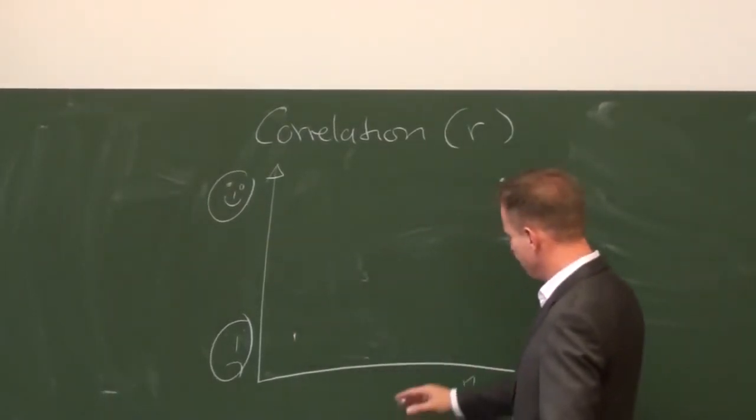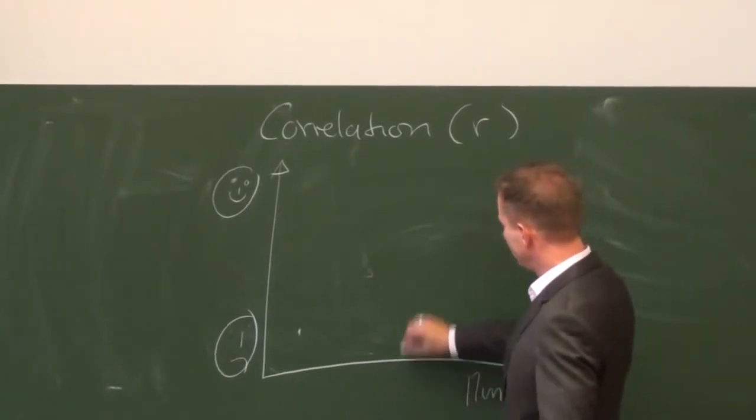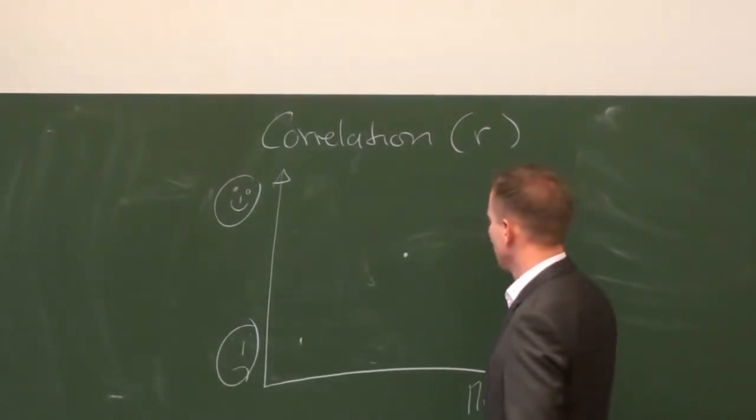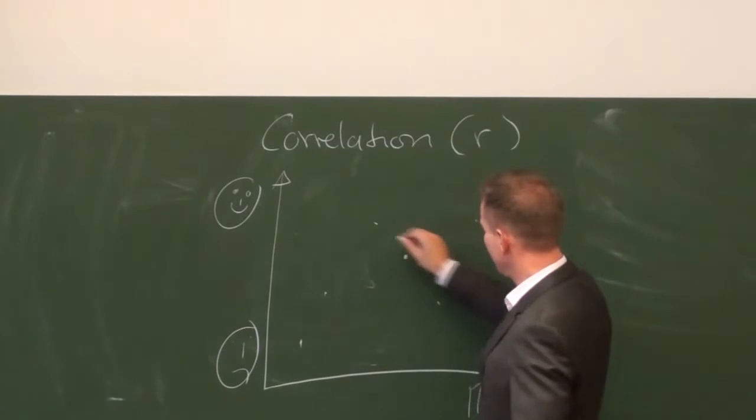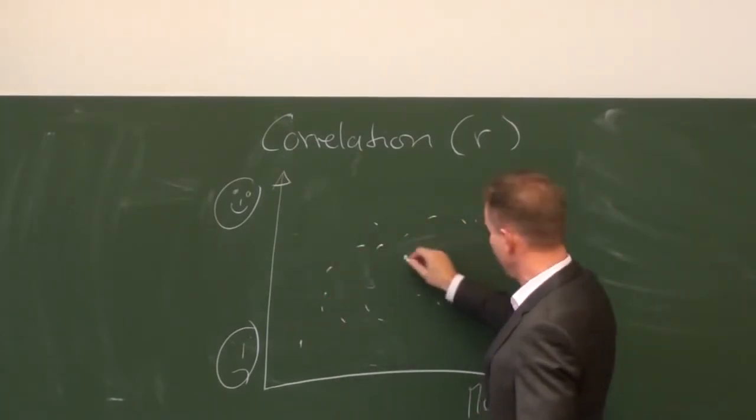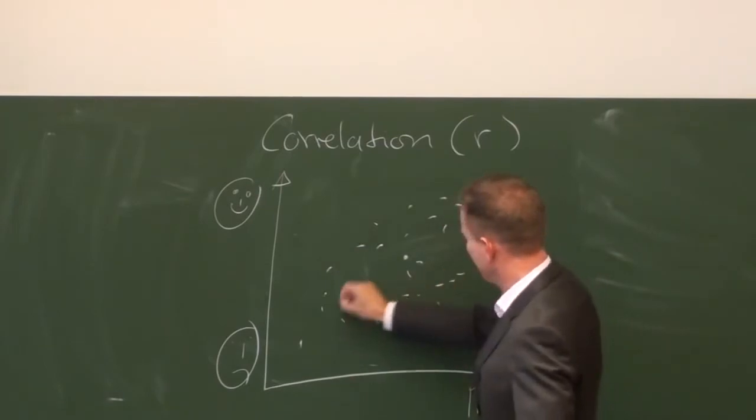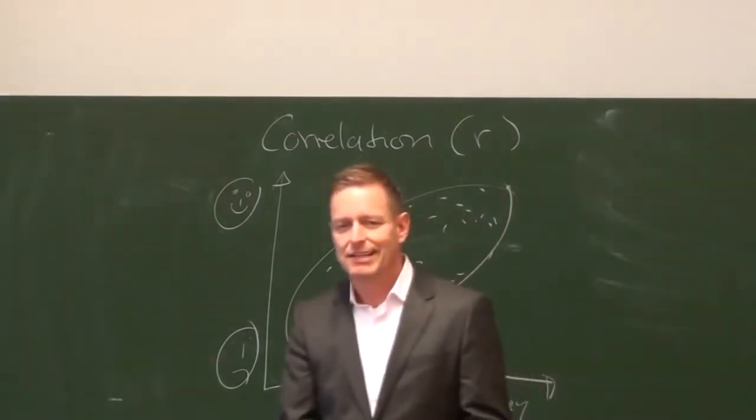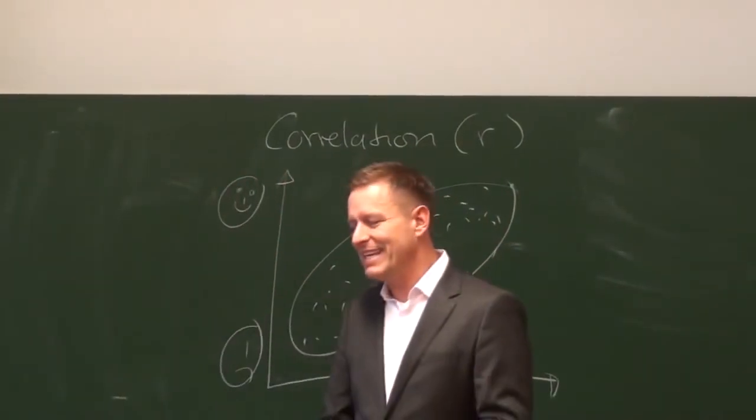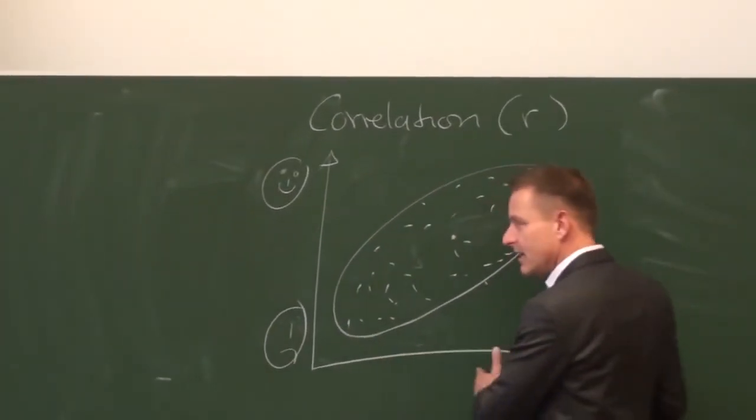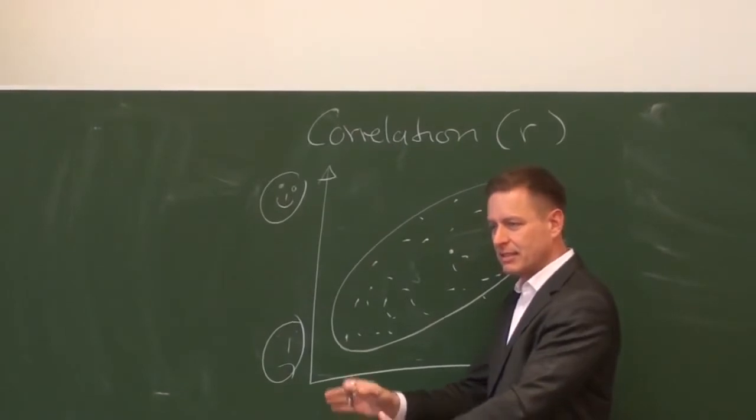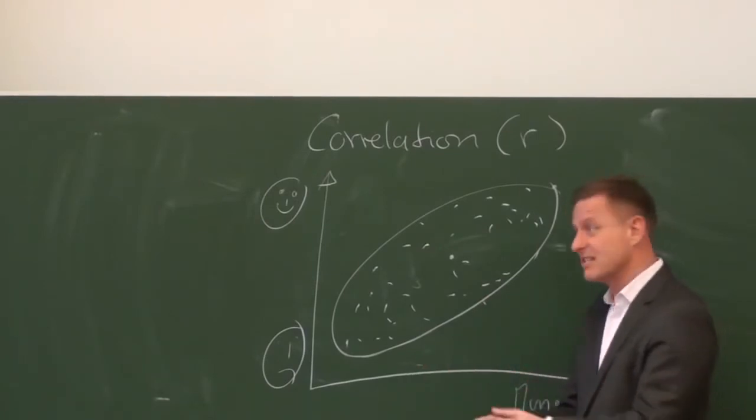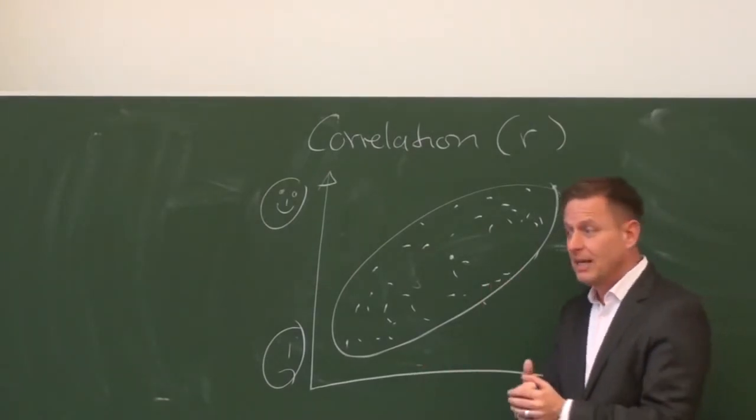We have another person somewhere in the middle, and also somewhat happy. We do this 50 times, and we get a cloud of dots like this. Let's just assume this. So the shape of the cloud is like this. The question now is, is there a relation between money and happiness or not? As we can see from this result, it's a yes and no. It's not a clear yes, but it's also not a no.